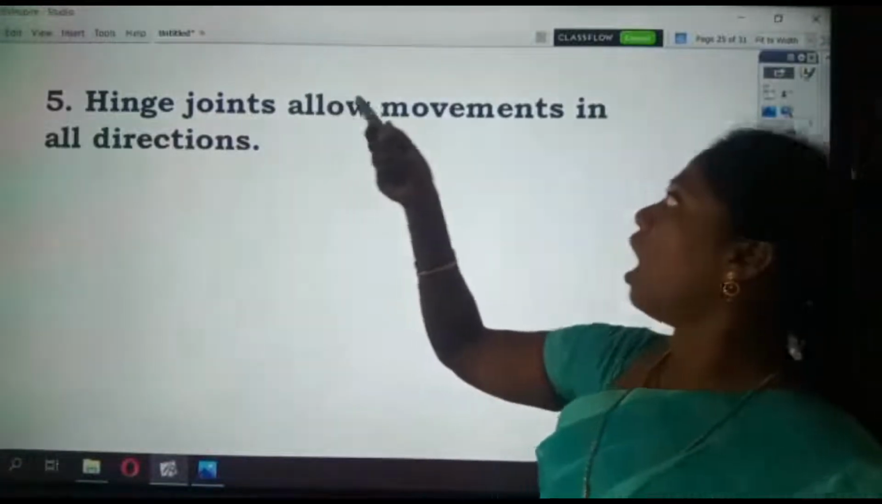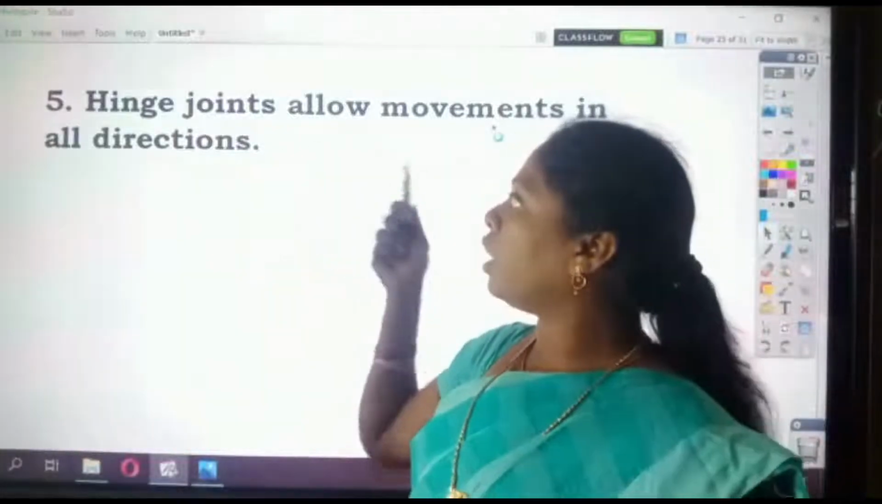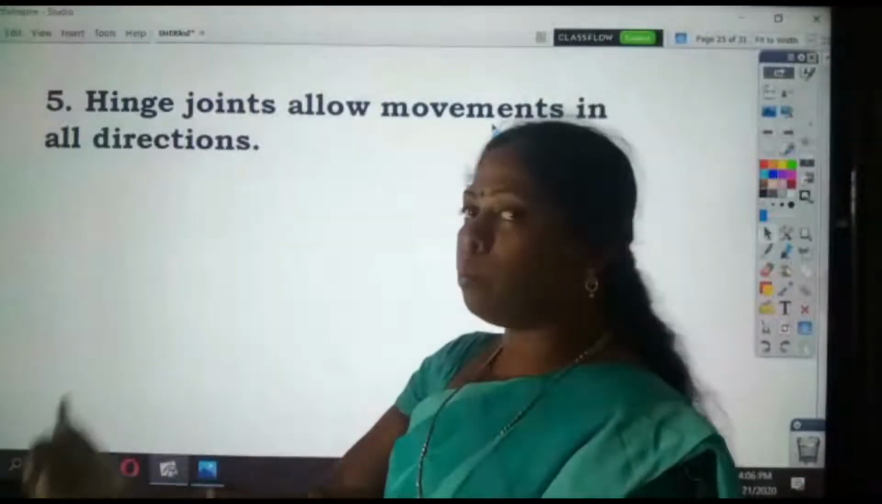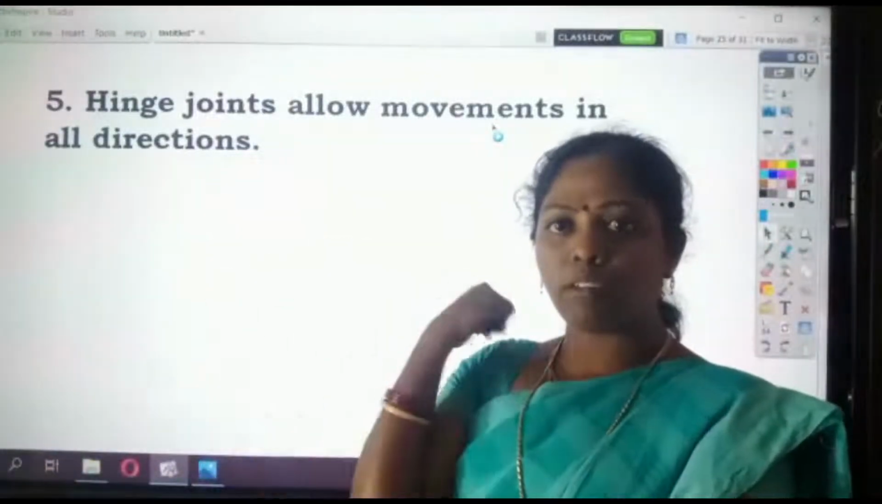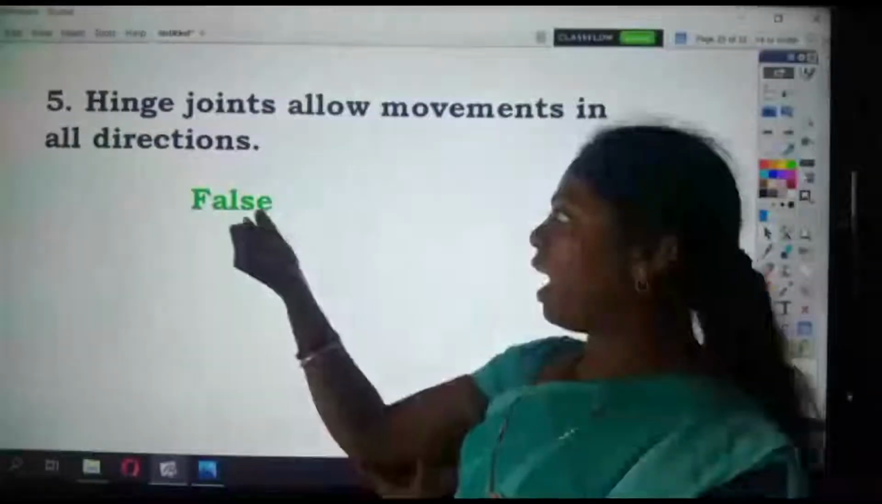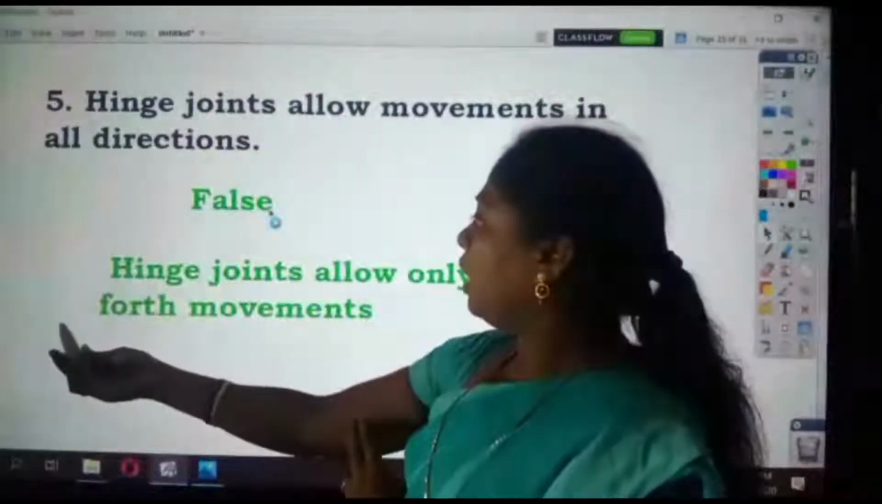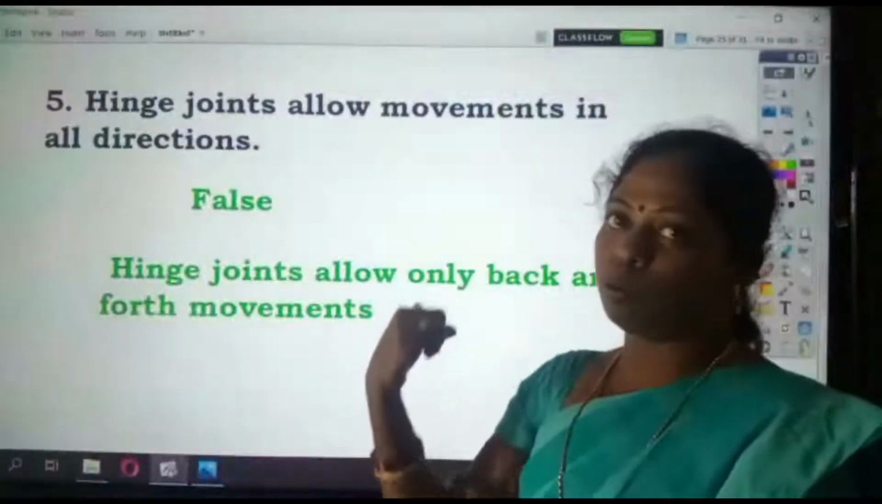Next question. Hinge joints allow movements in all directions. Hinge joints are present in our elbows and our knees. So, will it allow us to move our hand or leg in all directions? No. So, the statement is false. And the answer is hinge joints allow only back and forth movements.